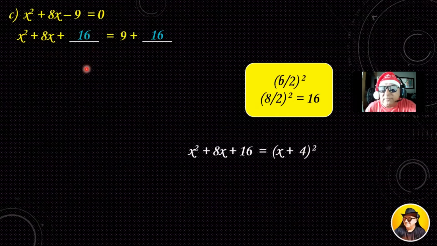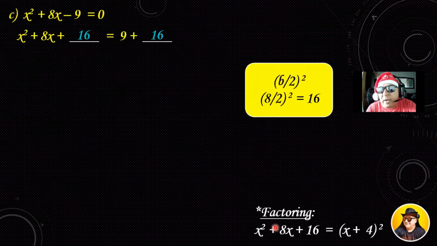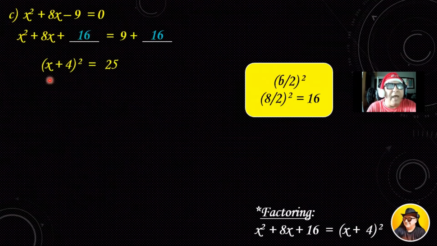And factoring this, we have x squared plus 8x plus 16. Well, the square root of x squared is x, and the square root of 16 is 4, and the sign is plus. So I have x plus 4 squared, and now I replace that trinomial by the factored form. So I have x plus 4 squared is 25. Why 25? 9 plus 16, 25. And now what do I have to do? Okay, I have to take the square root on both sides of the equation.